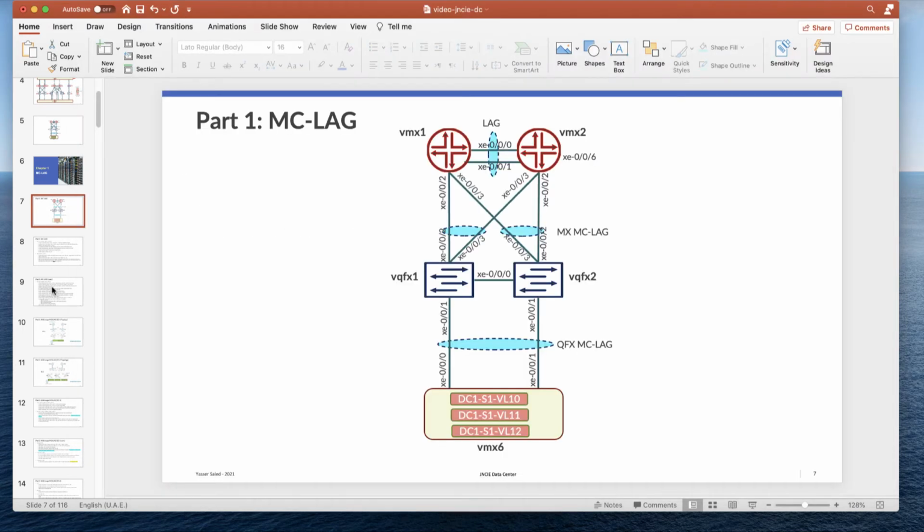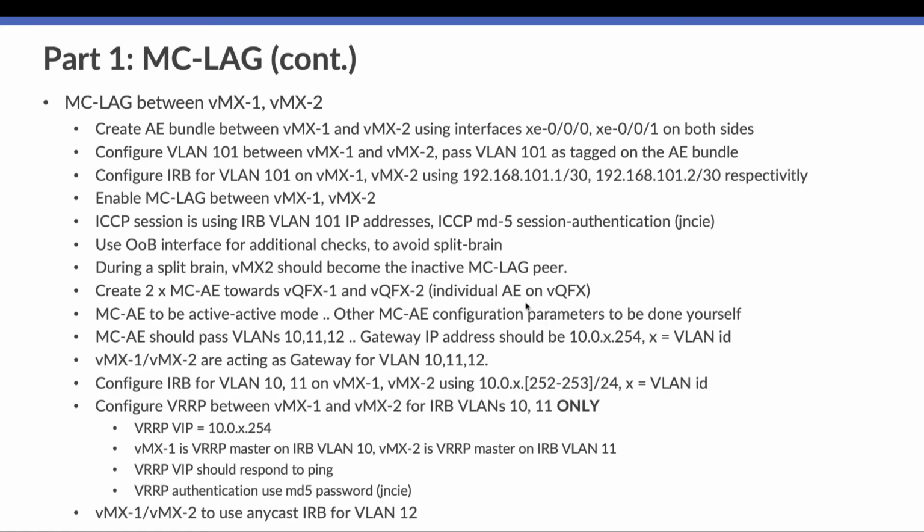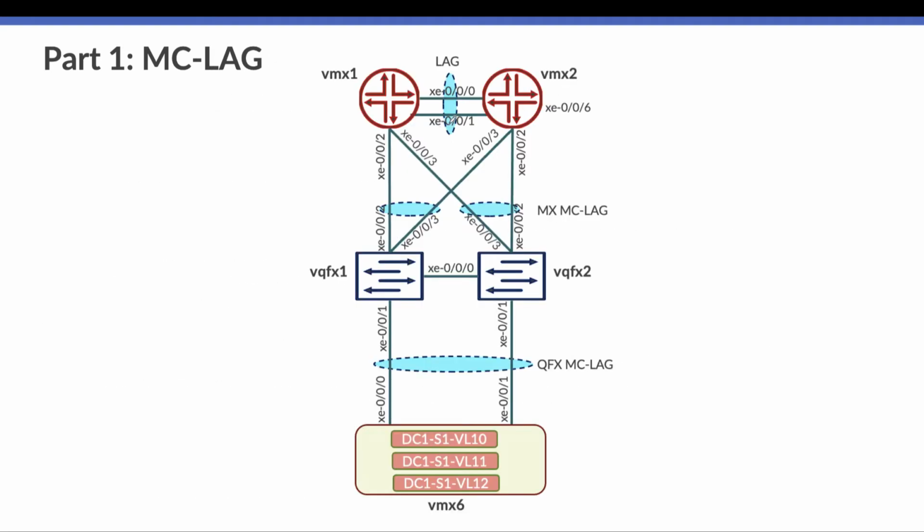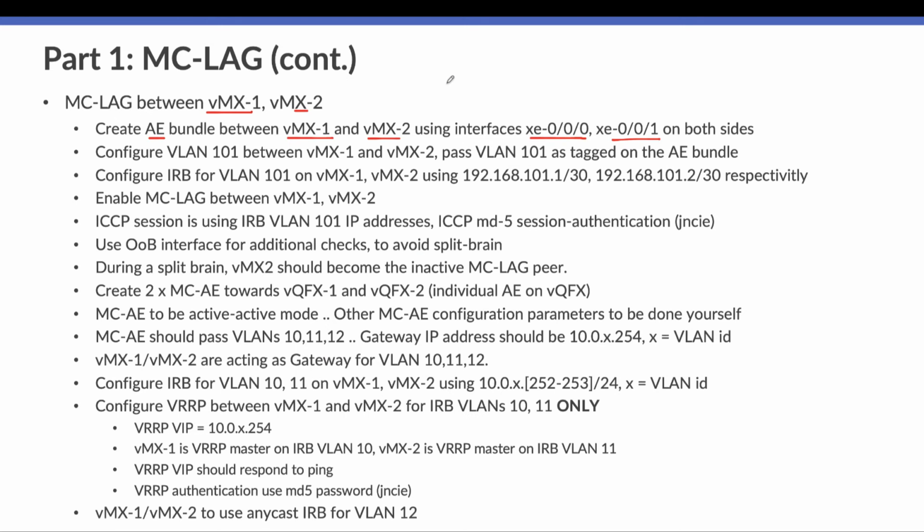Okay, so the requirement now is this part: the MC-LAG between QFX1 and QFX2. Now create an AE bundle interface between MX1 and MX2 over xe-0/0/0 and xe-0/0/1. This is the back-to-back bundle that we need to configure between the two MXs. Configure VLAN 101 between QFX1, QFX2, virtual MX1 and virtual MX2, and bypass VLAN 101 as tagged.